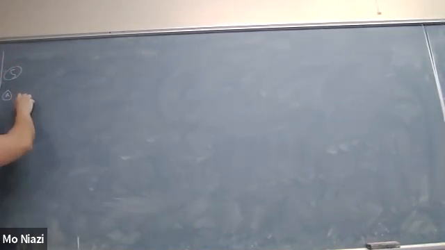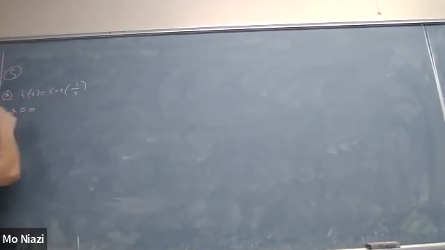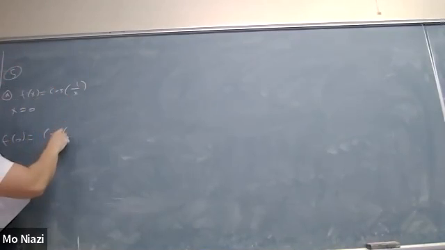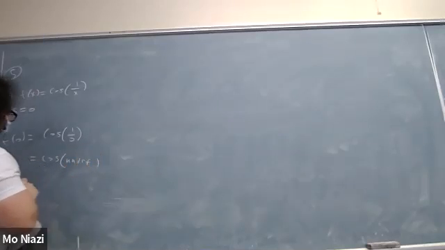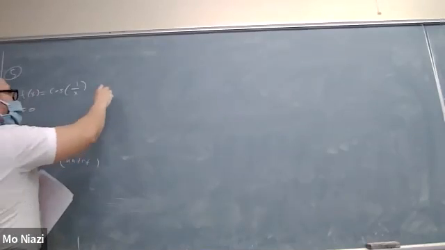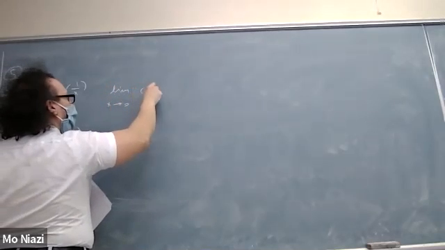Determine if the following are continuous. If they're not continuous, state what kind of discontinuity they have. At x equals 0. Well, what is f of 0? That's cosine of 1 over 0. This is equal to cosine of undefined. That doesn't work. What is the limit as x approaches 0 of this?